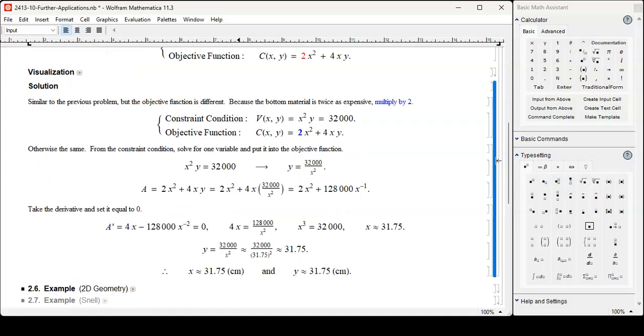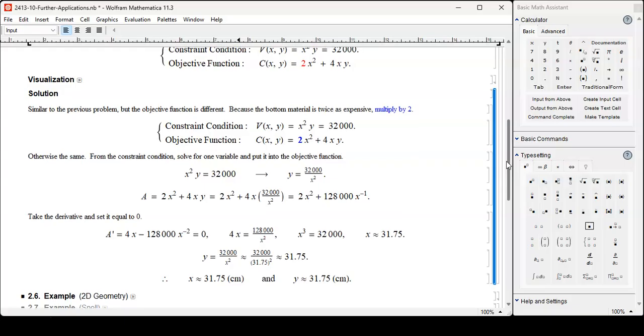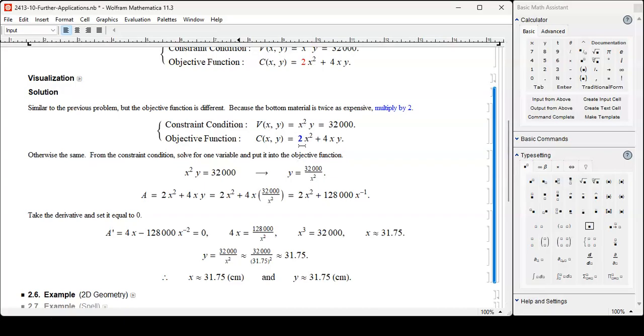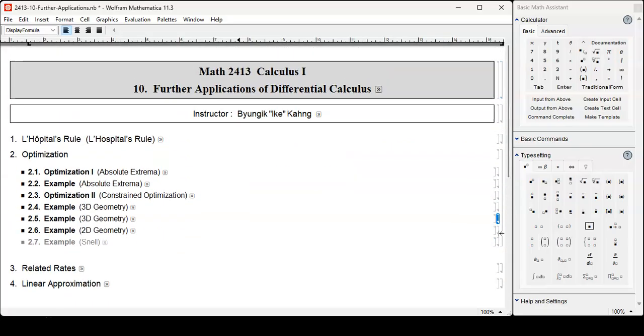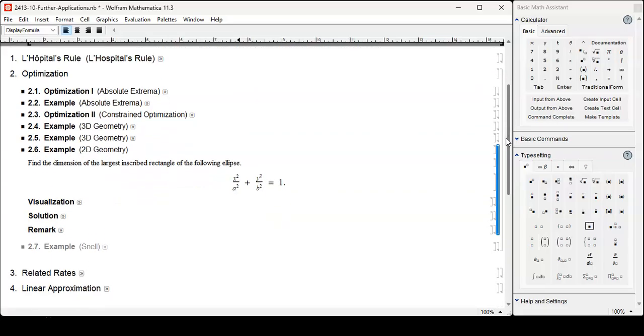Let's look at the answer key. Same computation, we get this 2 because the bottom material is twice as expensive. And then same, and then we have cubic configuration. Okay, we completed this example, and finally we have one more example here. This one I'll leave to students. It's gonna be really hard, but you can do that.